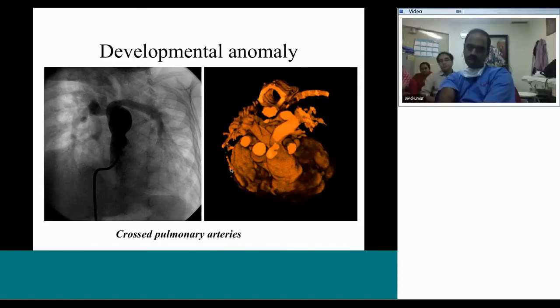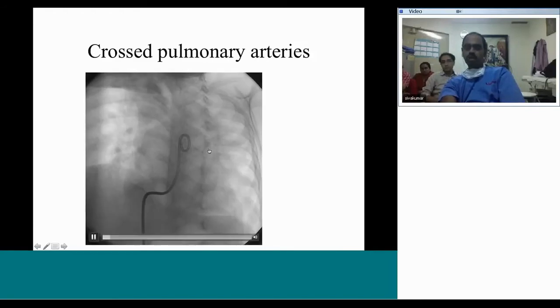Developmental abnormality: this is what is called a malposed pulmonary artery or crossed pulmonary artery. Crossed pulmonary artery means the left pulmonary artery arises from the rightward wall of the main pulmonary artery and the right pulmonary artery arises from the leftward wall of the pulmonary artery. You can see that better on a CT reconstruction. This is a volume rendered CT. You see here, this is the main pulmonary artery trunk. The LPA is arising from the rightward wall and the right pulmonary artery arises from the leftward wall. So this crossing over is what is called crossed pulmonary arteries.